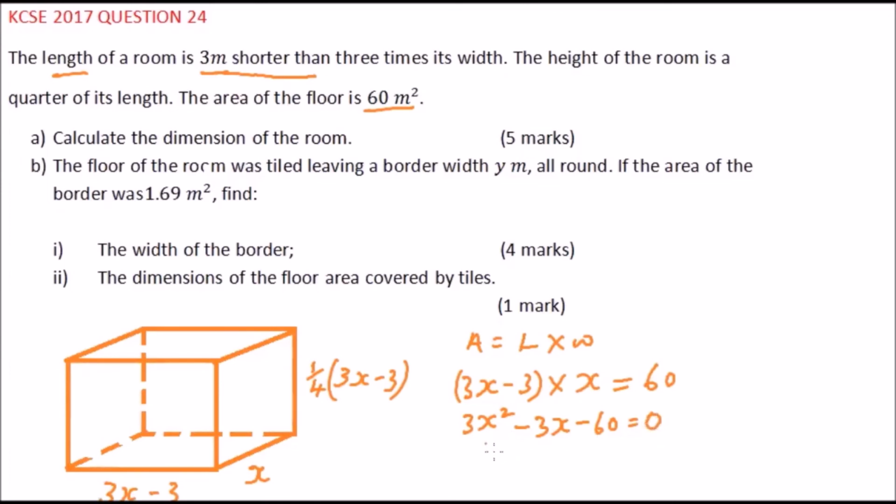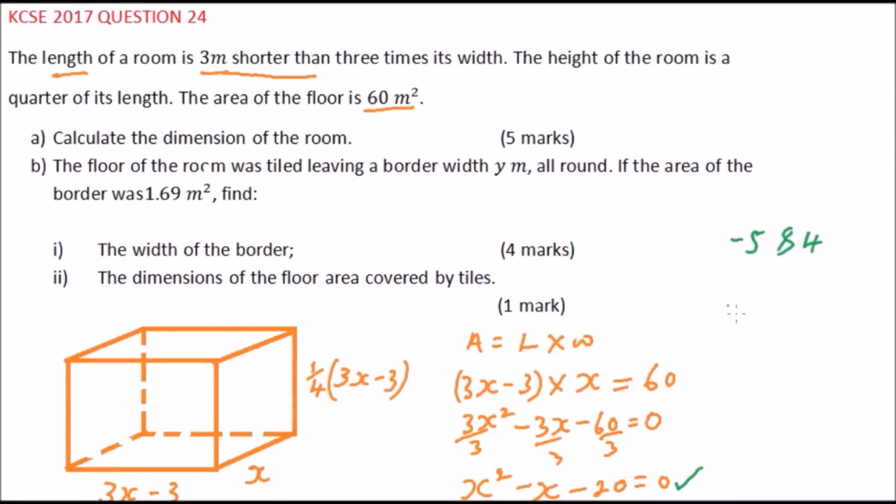This is a quadratic equation. We divide throughout by 3. We get x squared minus x minus 20 is equals to 0. We can use the factorization method to solve our quadratic equation, this one. So we look for two numbers such that when you add them, you get minus 1, and when you multiply them, you get minus 20. So this is minus 5 and 4.